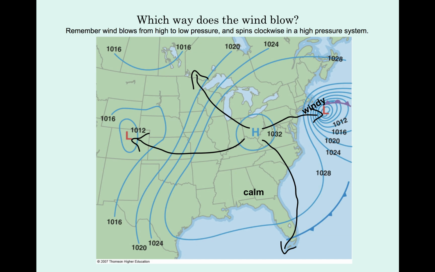We also need to remember though that wind doesn't go straight. It's going to spin. And the direction it's going to spin depends on whether it's a high pressure system or a low pressure system. Remember, clocks are high and counters are low. So because this is coming out from a high pressure system, the line should spin slightly clockwise.